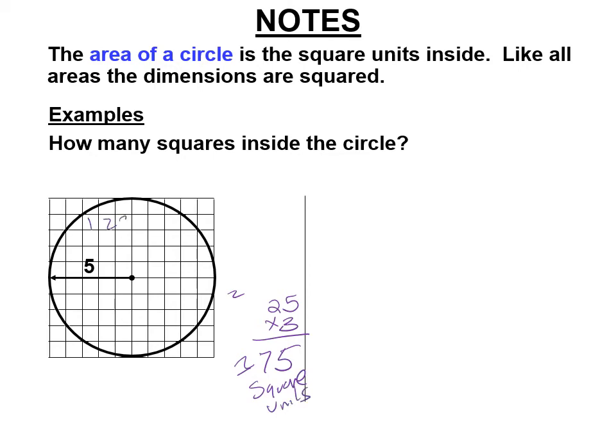Well, I see 1, 2, 3, 4, 5, 6, 7, 8, 9, 10, 11, 12, 13, 14, 15, 16, 17, 18, 19, 20, 21, 22. I'm going to keep counting. I'm going to say this one's 23, that's almost 24, 25, 26, 27, 28, 29, 30, 31, 32, 33. Now, right, I'm at 33 and I'm halfway, so that would be 66.